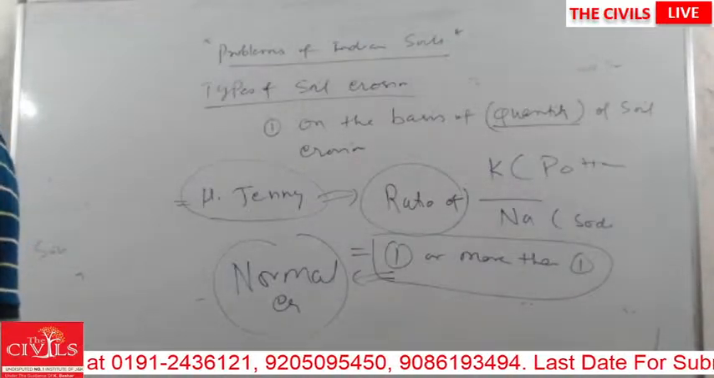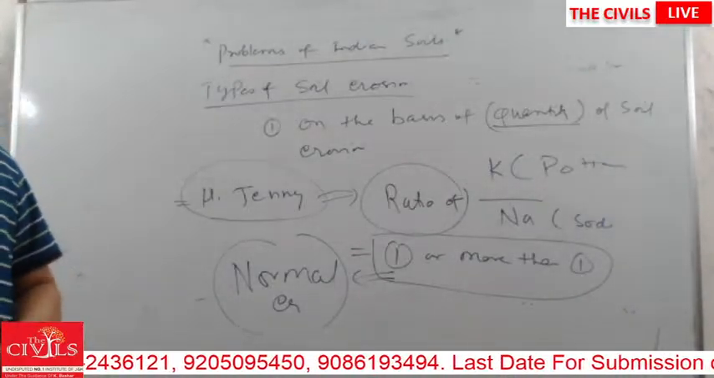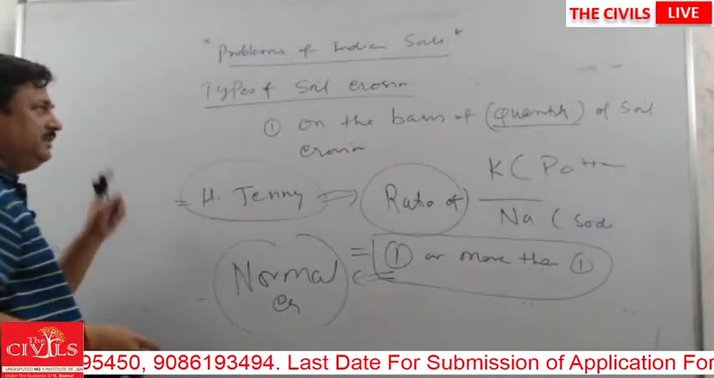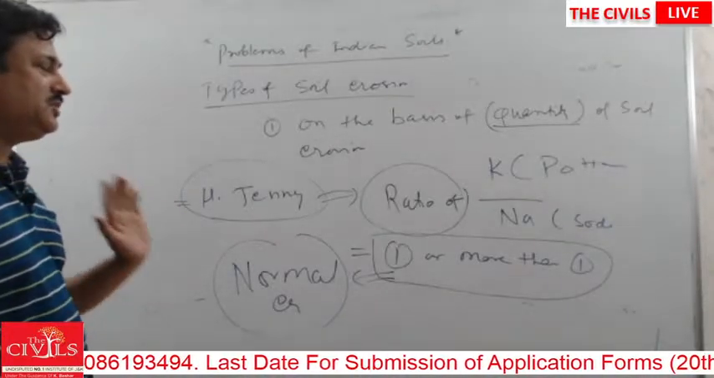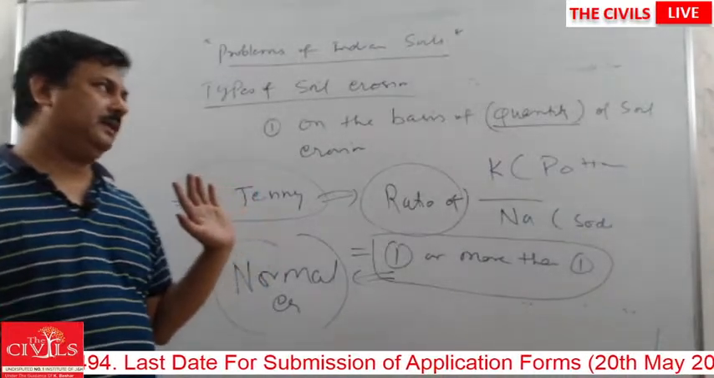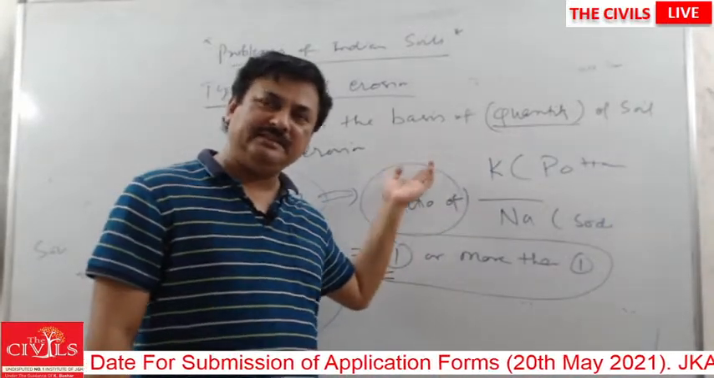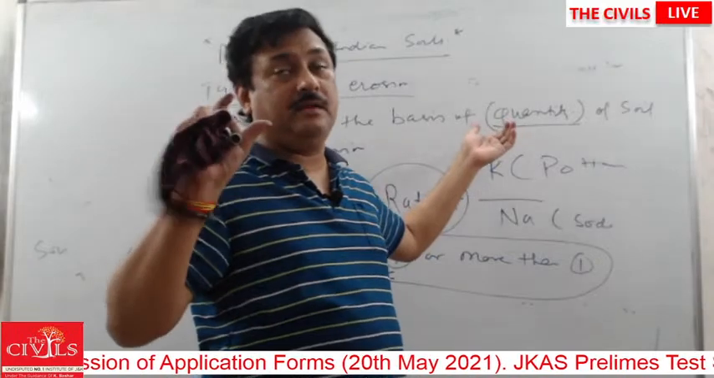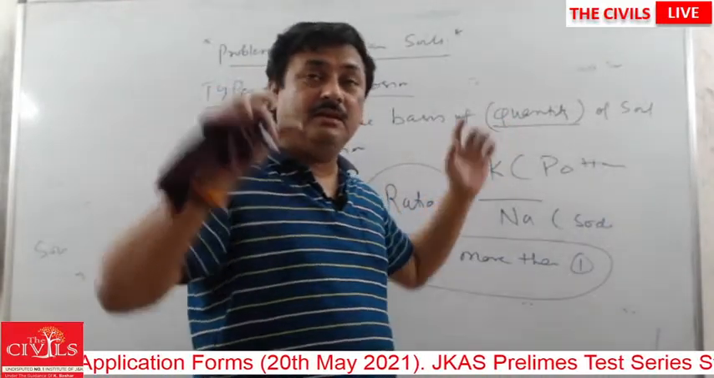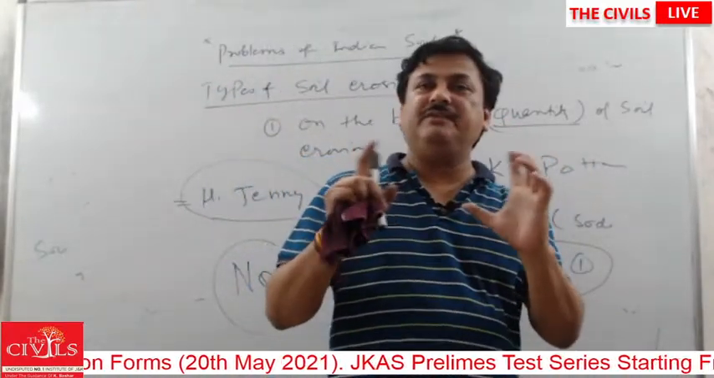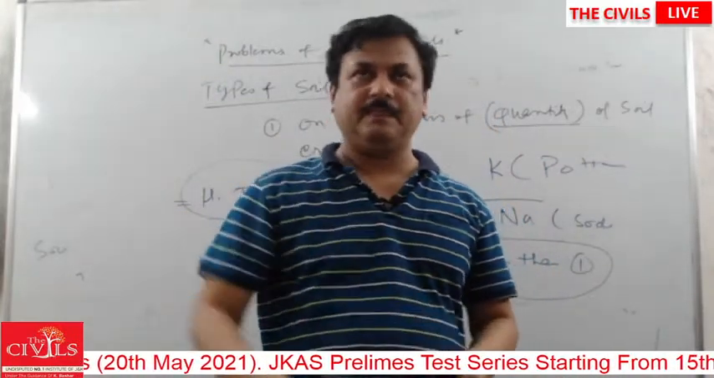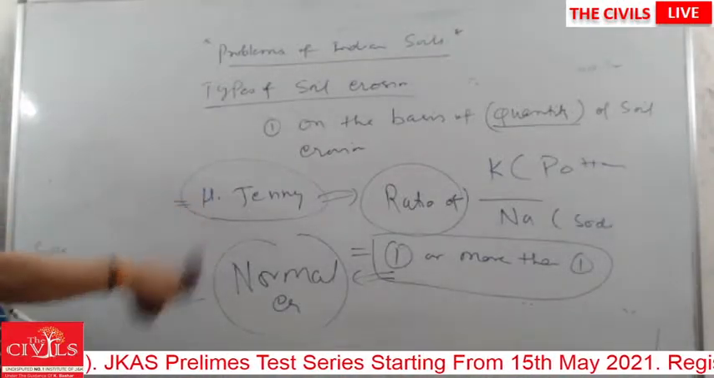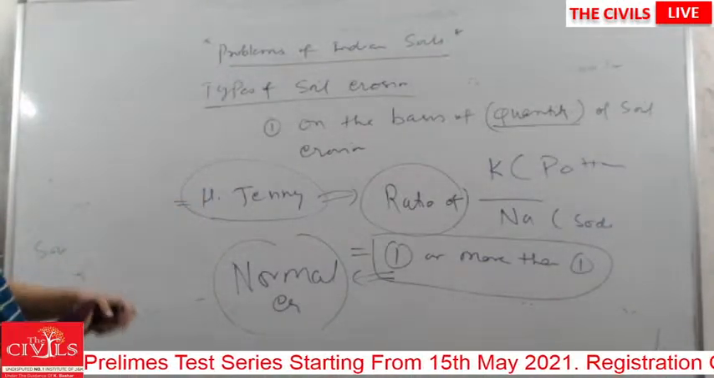Now the next is on the basis of agencies of erosion. Types of soil erosion: first is on the basis of quantity, meaning on the basis of the amount of soil which is eroded under the definition of soil erosion.